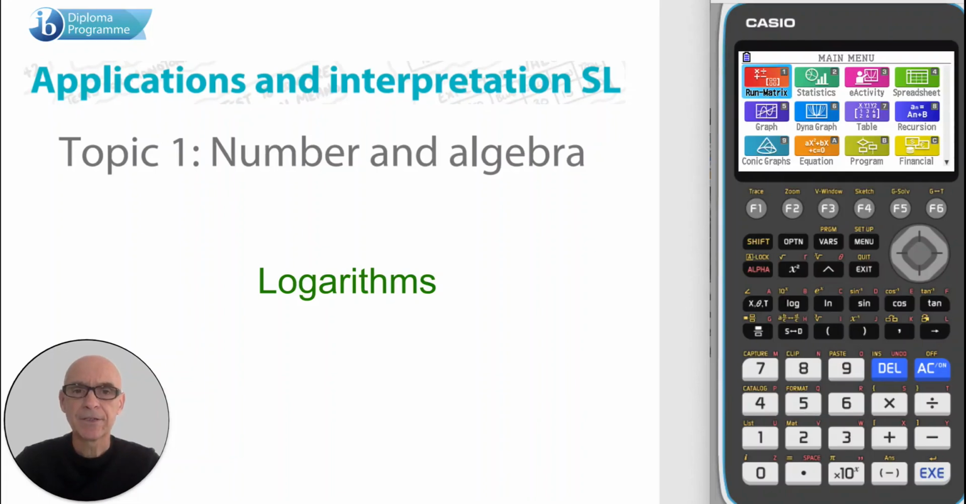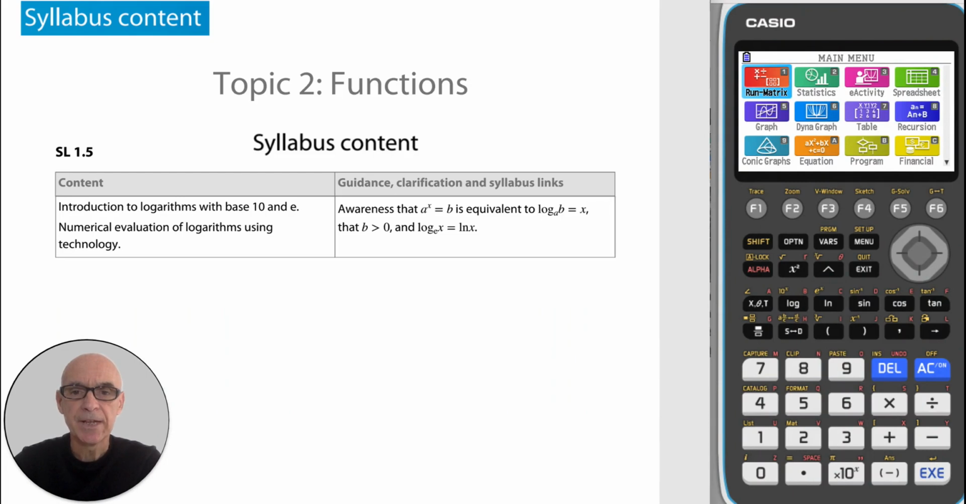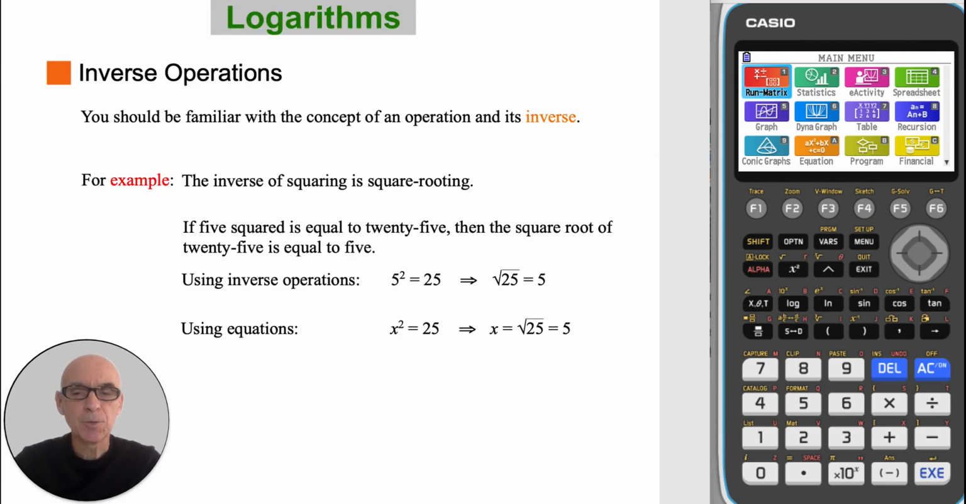Hello, this video is on logarithms, as shown here in the syllabus. You should be familiar with the concept of an operation and its inverse. For example, the inverse of squaring is square rooting. If 5 squared is equal to 25, then the square root of 25 is equal to 5.